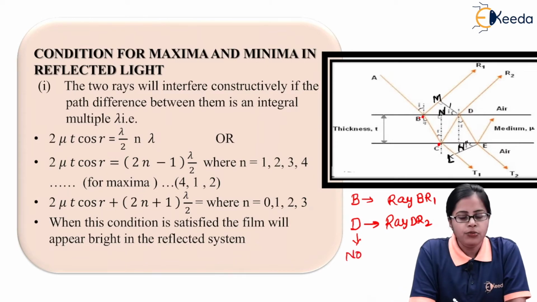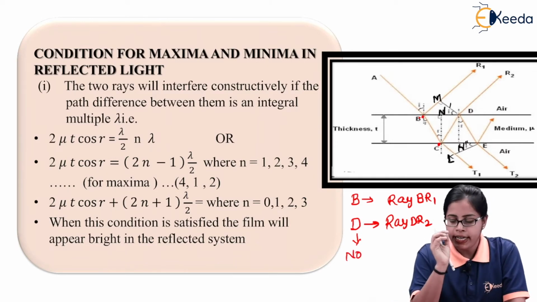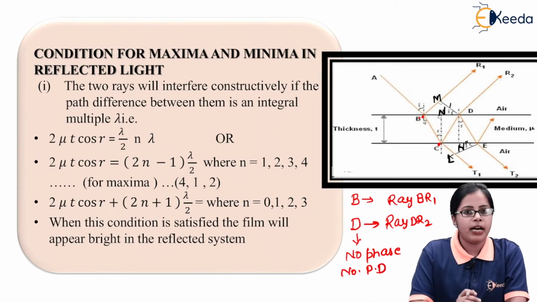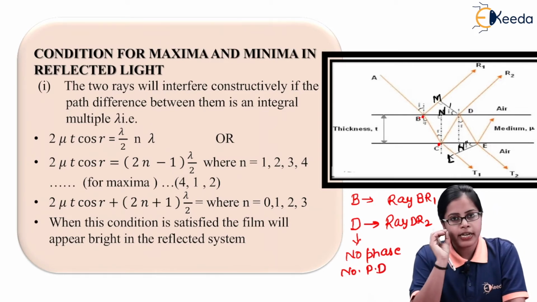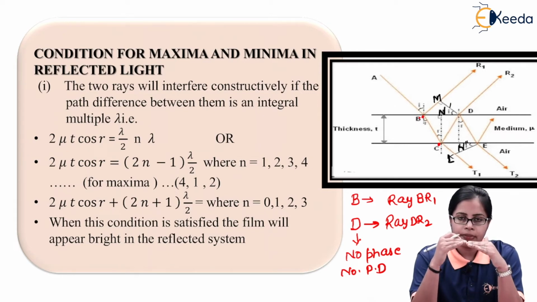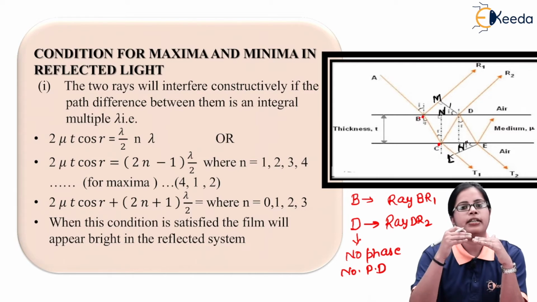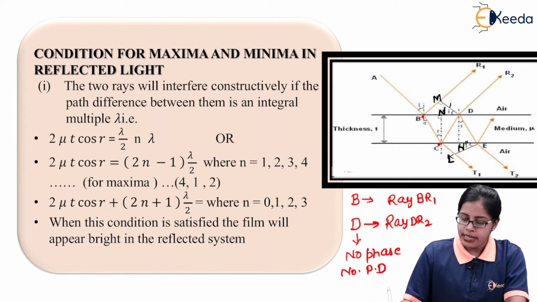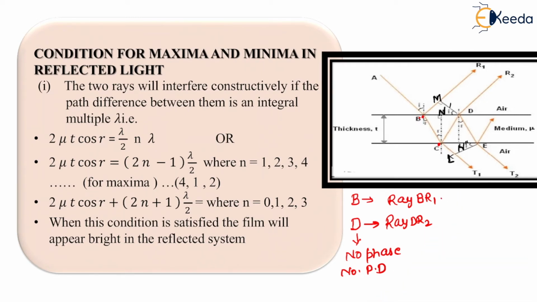So for the ray DR2, that is for point D, we obtain no phase change, or you can say no path difference. But when you talk about ray BR1, as the reflection is occurring at point B, and point B is considered at the denser medium, because after point B the ray is traveling from denser to air medium. So point B has a phase change of pi and a path difference of lambda by 2.